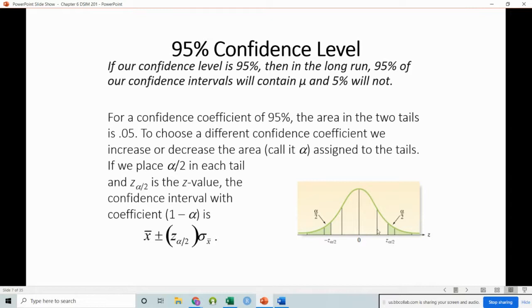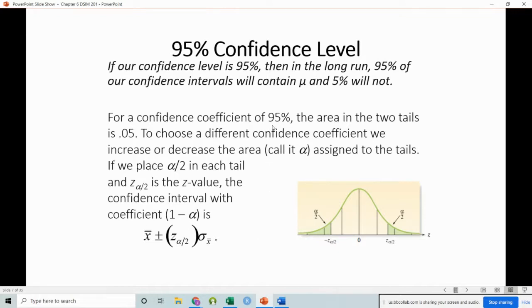So what we have is this normal table from the normal distribution that we've been talking about, and we divide our alpha between those two tails. That's why it's alpha divided by 2. And that will give us our z-score that we need to calculate for our confidence interval.